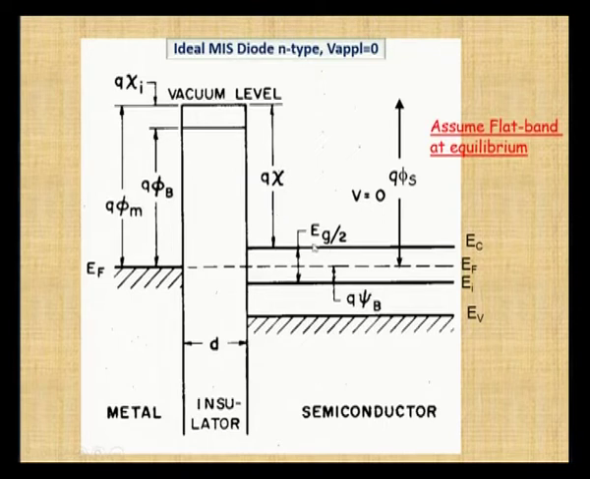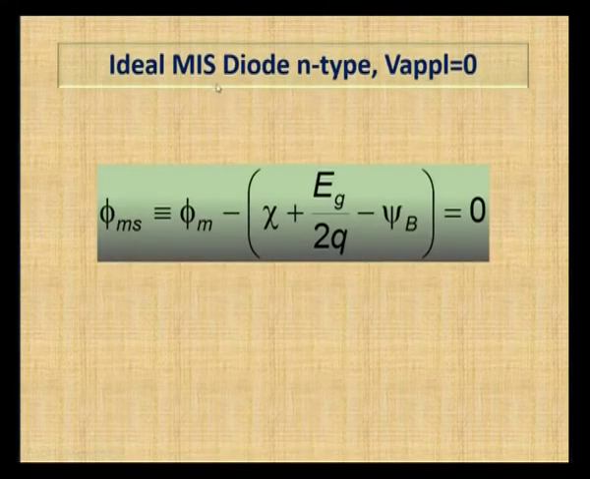Eg by 2 is the band energy gap divided by 2, and q phi b indicates the potential of a semiconductor, and q phi s indicates the potential when we are going to give for a capacitor. Ideal MIS diode, N type, when applied voltage is equal to 0, what is the formula for finding the potential?